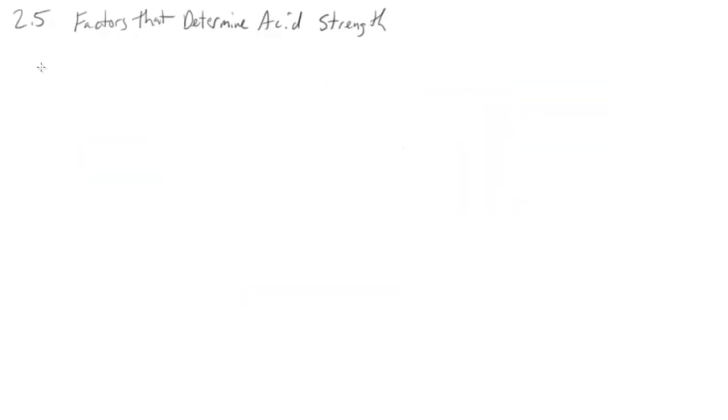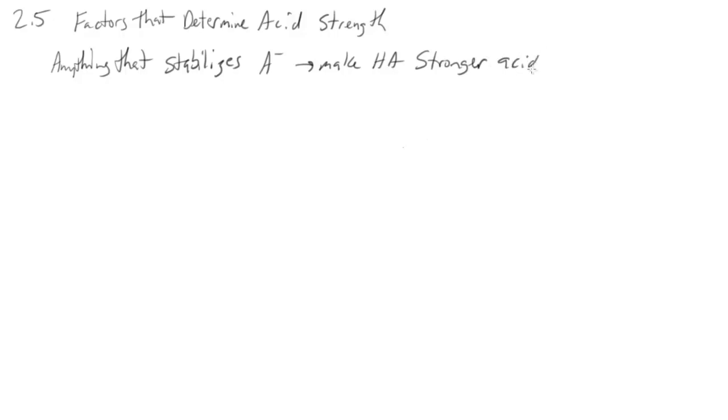Now that we're starting to be more familiar with acids and pKa's, let's look at the factors that determine acid strength. Anything that stabilizes A- or the conjugate base is going to make HA a stronger acid. So this is a very useful principle. So anything that makes A- more stable and happier with its negative charge is going to make HA a stronger acid. And we'll see there will be 4 factors that will affect this.